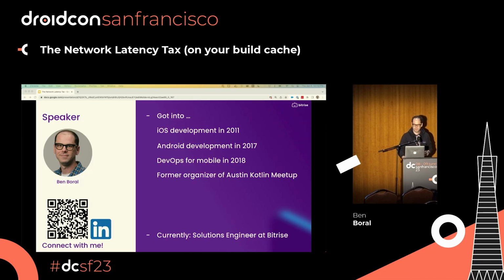So a little bit about me. My name is Ben Boral, and I'm a solutions engineer at Bitrise. I got into mobile development about 10 years ago, got into Android about 5 years ago, got really into Kotlin, and I was the organizer of the Austin Kotlin meetup. That was pre-COVID, and we haven't really got our mojo back. But if you live in Austin, you're into Kotlin, talk to me. Maybe we'll get that going again.